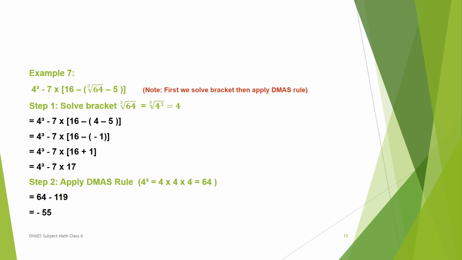So we apply the DMAS rule. DMAS rule is divide, then multiply, then addition, and in the last subtraction. So we didn't have any division. After that we have a multiplication. There is a multiplication in this term, so we multiply this term. 7 multiplied with 17 we get 119. So now we have 64 minus 119. After solving this we get minus 55.